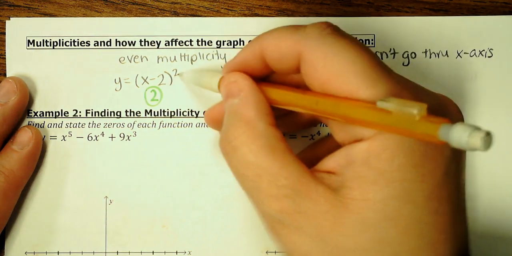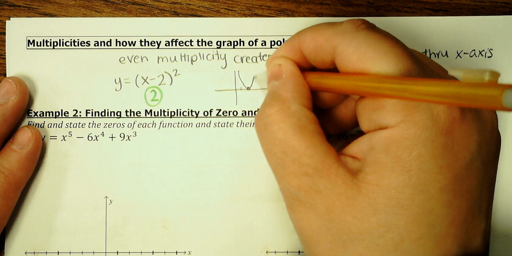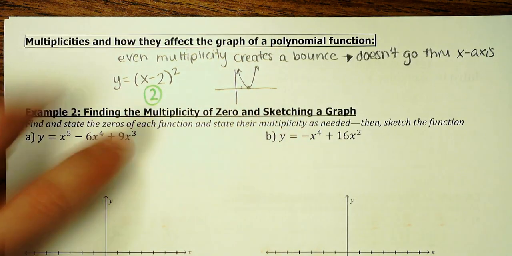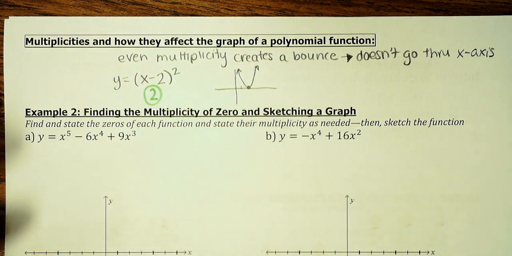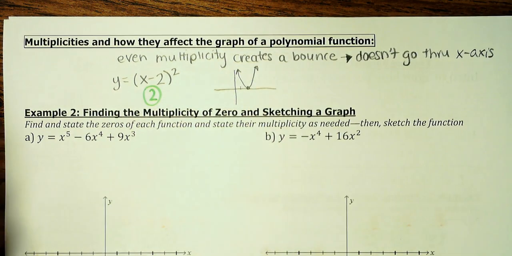This even multiplicity is going to cause where I touch the x-axis to not actually go through the x-axis, it bounces back up, because when you square something it makes everything positive, and so in that case that's going to cause what I call a bounce. So you notice when I did the 0, I did not go through the x-axis.